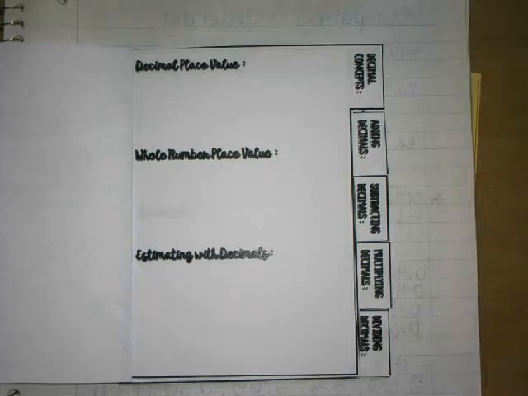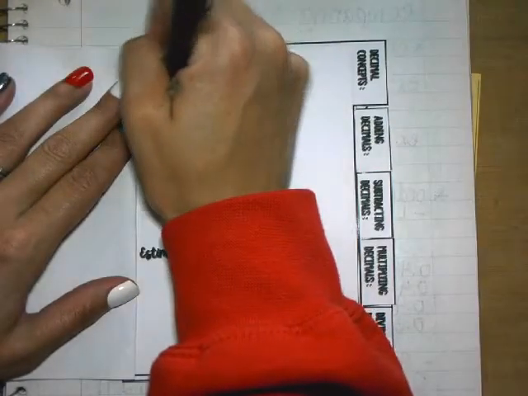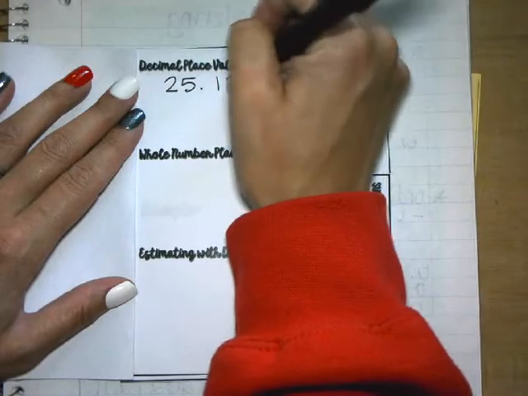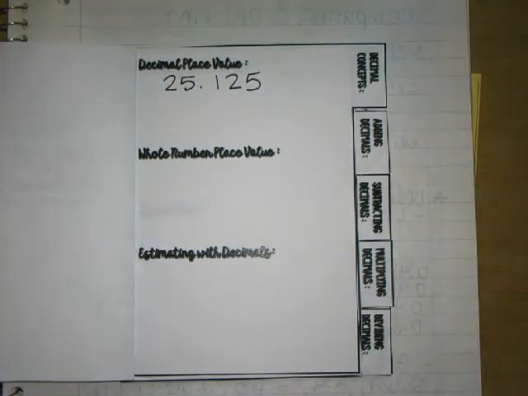Okay, so we're going to talk about rounding today. In order to round, we are only going to worry about rounding to 3 different spots. We're going to talk about rounding to the tenths, rounding to the hundredths, and rounding to the thousandths. So if I gave you guys the number 25.125, I need to know what each number is called.